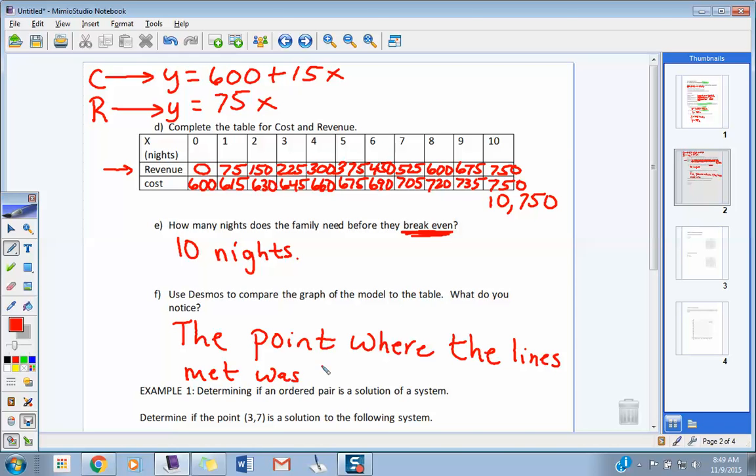Point where the lines met was the break-even point, or was the solution, if you will. Okay, so the point where the lines met was considered my break-even point right here. The point where the lines met was considered the break-even point.